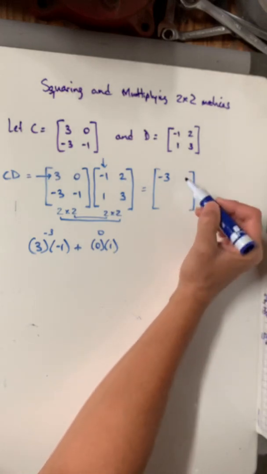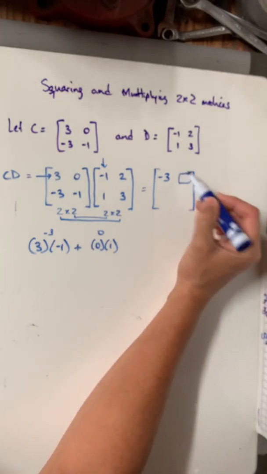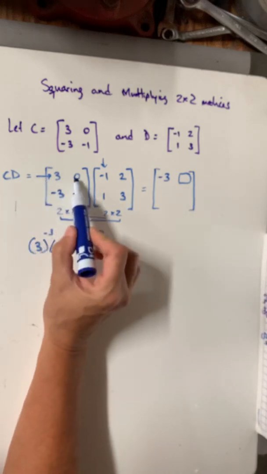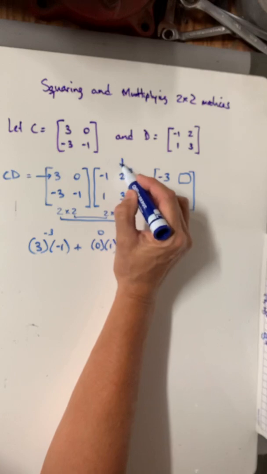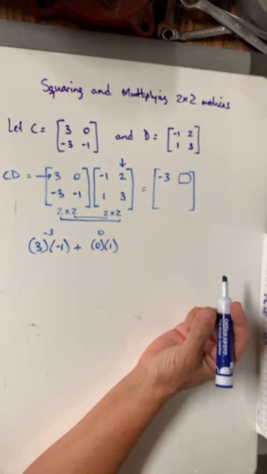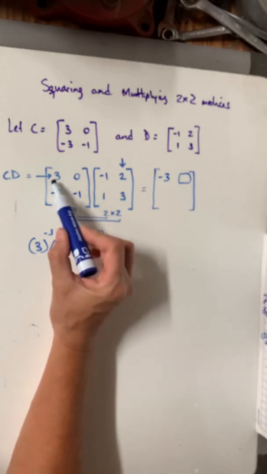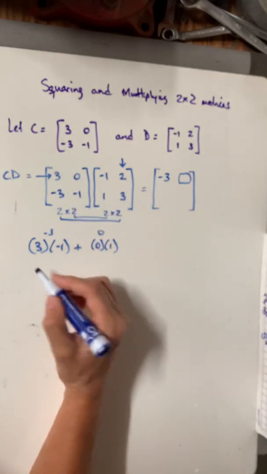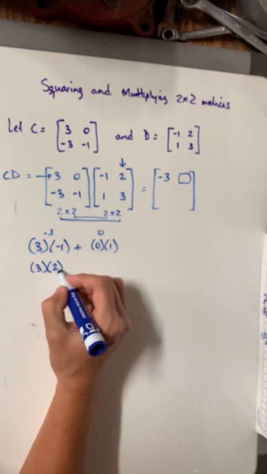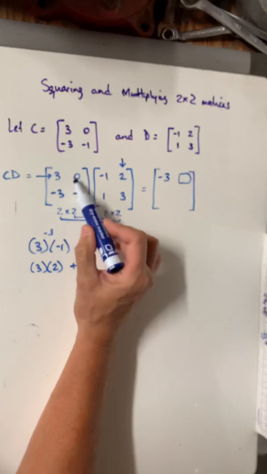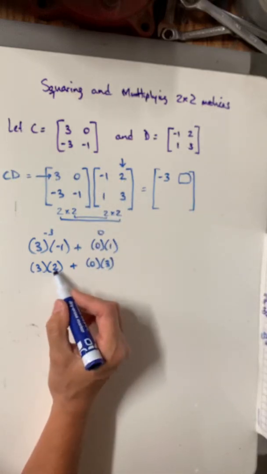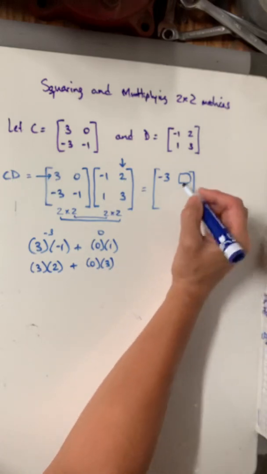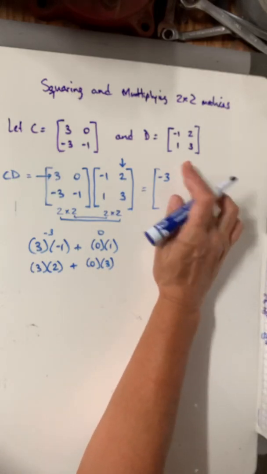Okay, the second position right here, so this is what we're going for, is going to be the first row times the second column. So I'm going to have 3 times 2 plus 0 times 3. So this will give me 6 plus 0, which is 6.